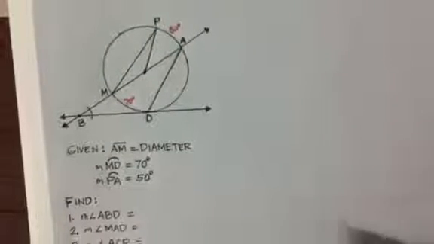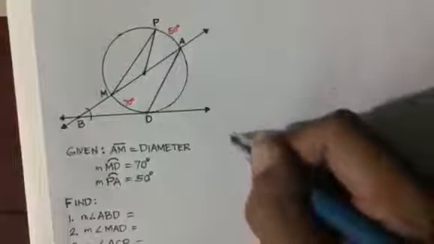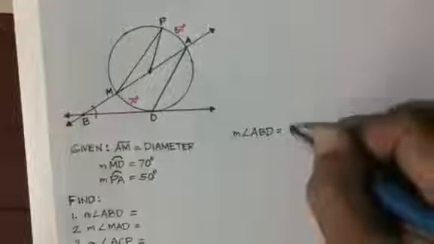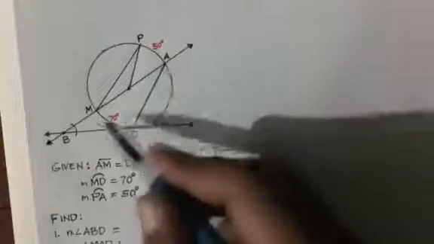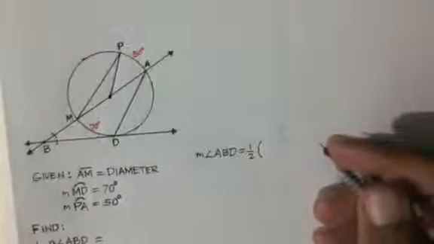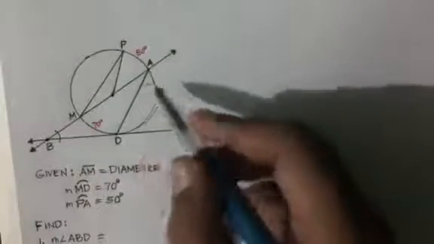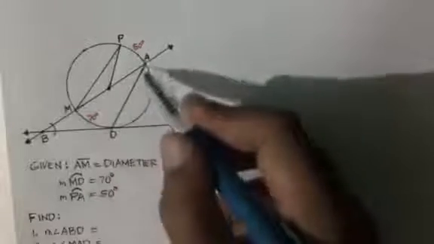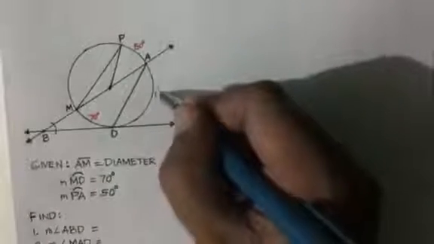To find the measure of angle ABD, it is 1/2 the measure of the intercepted arcs, arc AD and arc MD. Since we have this diameter, and arc AD has no given measurement, we find it from arc MD, which is 70 degrees. Since this is a semicircle, the other arc is 110 degrees to make it 180 degrees.